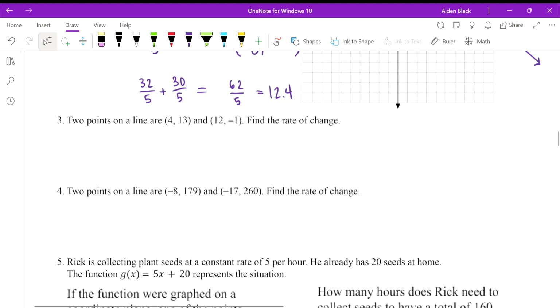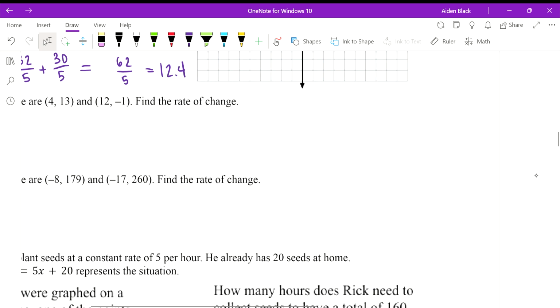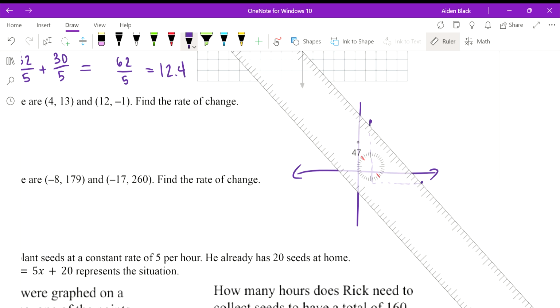Two points in a line are (4, 13) and (12, -1). Find the rate of change. So I'll do a quick little graph so you can see what's going on, get a general idea. We're just trying to find the rate of change: how many units down, how many units to the right. We know the rate of change is going to be negative because from left to right we're going downward.